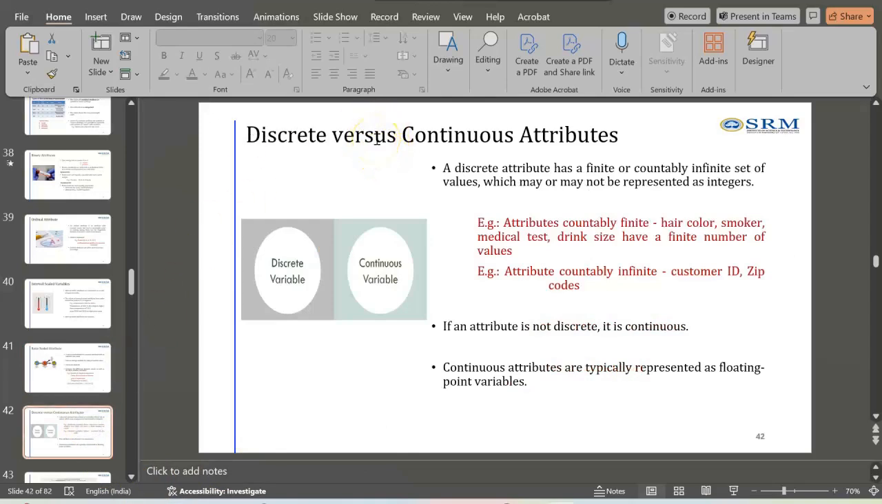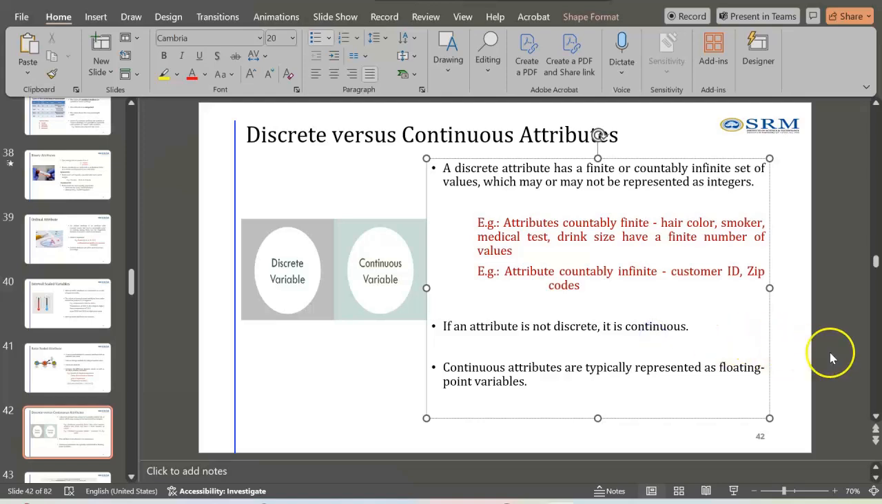And the next one is discrete versus continuous attributes. Floating point values like 20.2, 20.3 are called continuous variables, and whole numbers are called discrete variables. Usually when you ask how many students there are, you say 5 students, 6 students, and that is discrete. When the numbers are in floating point, you call it continuous. You also say that when an attribute is not discrete, it is continuous.